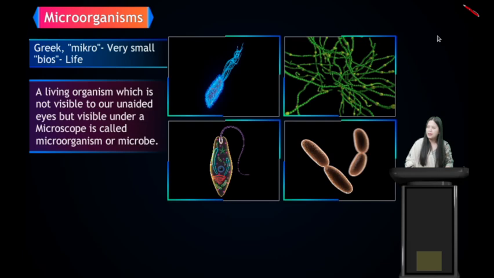So we can say that a living organism which is not visible to our unaided eyes but visible under a microscope is called a microorganism or microbe. I'm repeating this: a living organism which is not visible to our naked eye, or unaided eye, but visible under a microscope, is called a microorganism or microbe. With the help of a microscope we can see microorganisms, but we cannot see them with our naked eye. Remember these two terms: microorganisms or microbe.